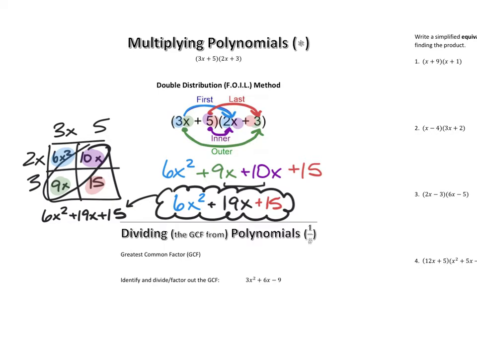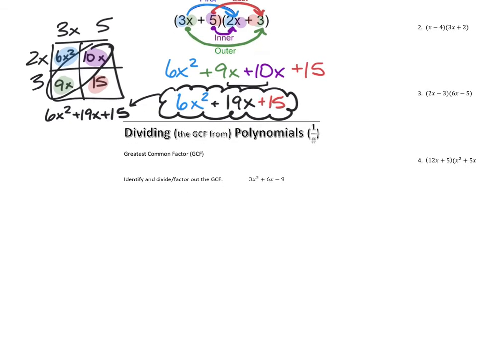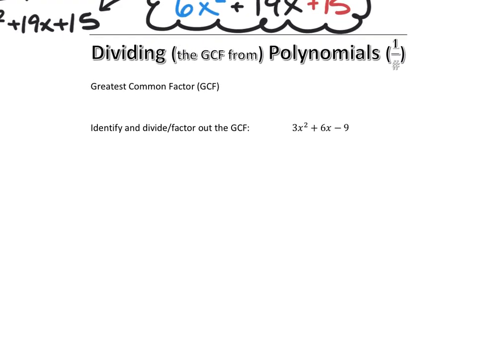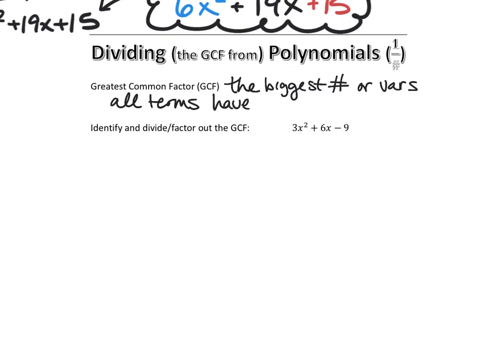But we're also going to finally tap into dividing polynomials. Now we're going to do a very specific type of dividing today. It's going to be called dividing the GCF. Now you've heard of a GCF before, but it's probably been a minute. So if you think back, you'll remember that the GCF is the biggest number or variable, I'm going to shorten that to vars, that all terms share or have in common.